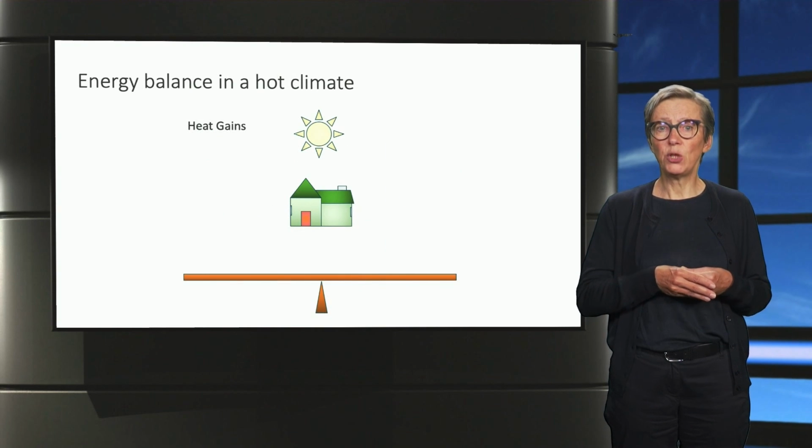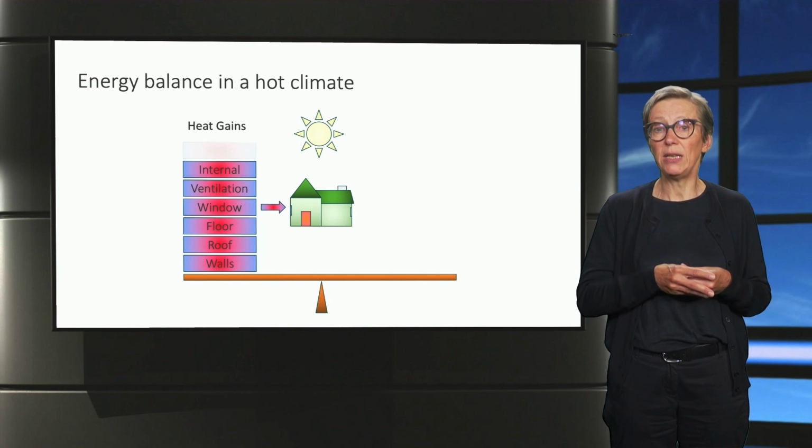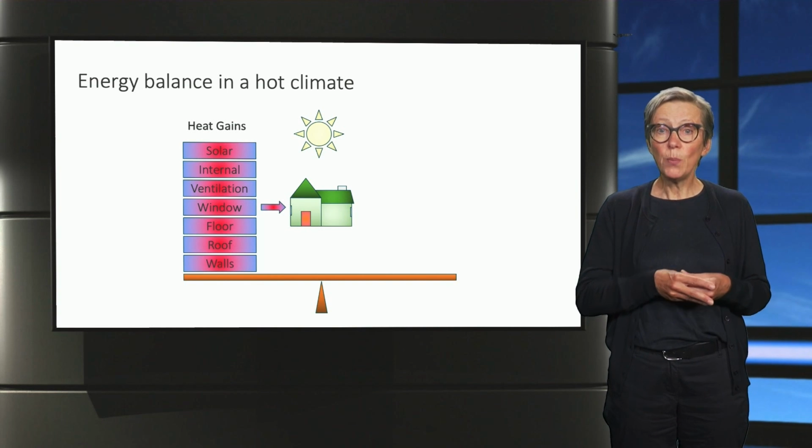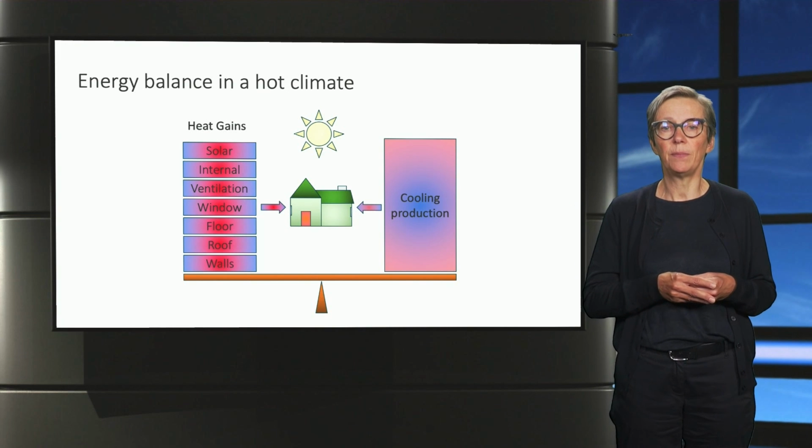Now let's see what this picture looks like for a badly insulated building in a hot climate. On the left-hand side, you again see the heat gains in a hot climate. These include heat transmissions through the walls, the roof, the floor, the window, and through ventilation and internal gains, and finally solar gains. To compensate for these heat gains and keep the building comfortably cool, the only solution is to generate cool air using cooling equipment.